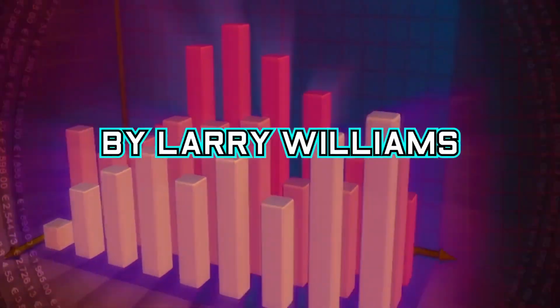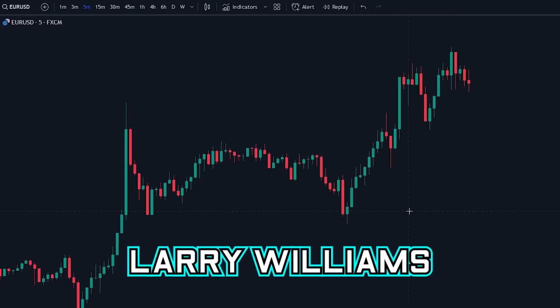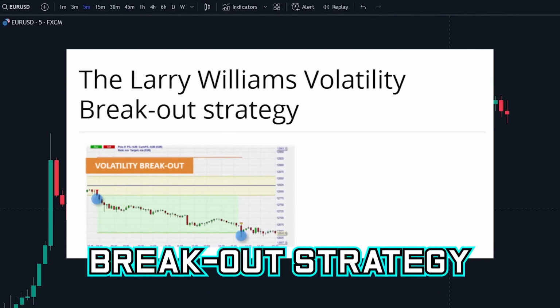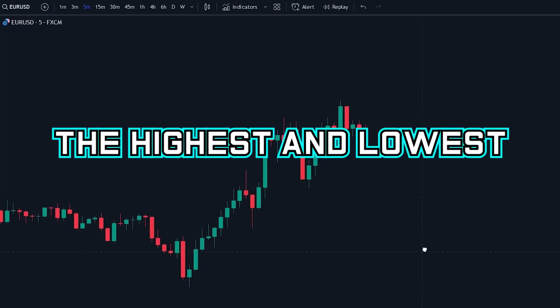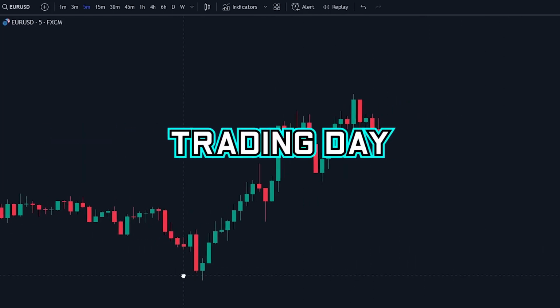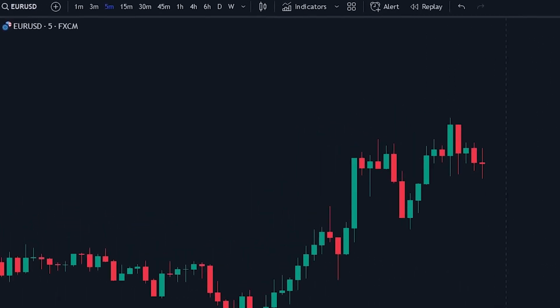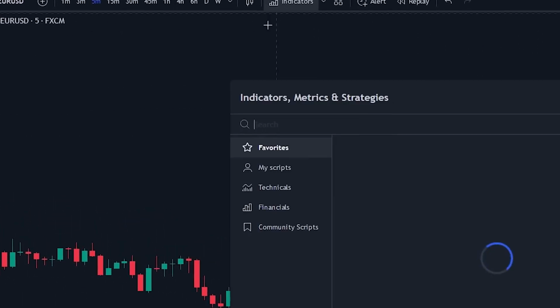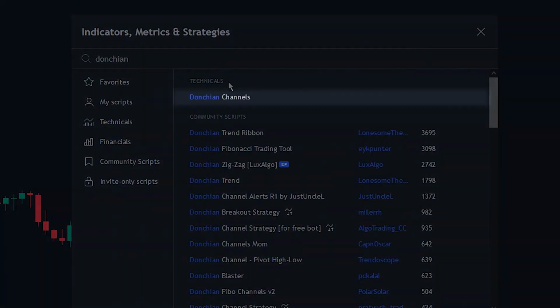used by Larry Williams. The most common strategy that is referenced when talking about Larry Williams is the LW volatility breakout strategy. This is a strategy that is based on the highest and lowest prices of the previous trading day. Let's first add an indicator to the chart. Navigate to the Indicator Search tab and search for the Donchian channel indicator. Select the indicator made by TradingView and add it to the chart.